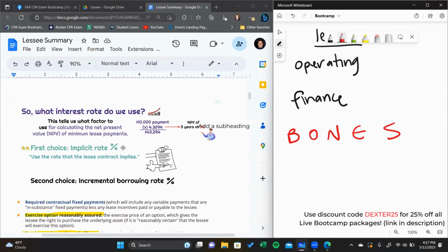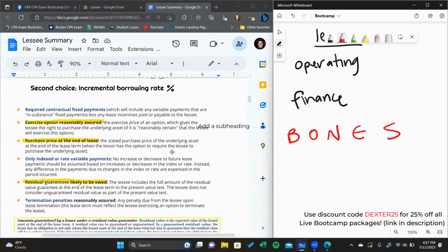Now, for purposes of the lessor, we always use the implicit rate because the lessor always knows what that rate is. So we really only have to decide for the lessee whether we should use the implicit rate or the incremental borrowing rate. For the lessor, we only ever want to use the implicit rate. If they try and include the incremental borrowing rate as a potential answer in a lessor-related problem, they're trying to trick you because the lessor knows the implicit rate and that's what they're going to go off of.